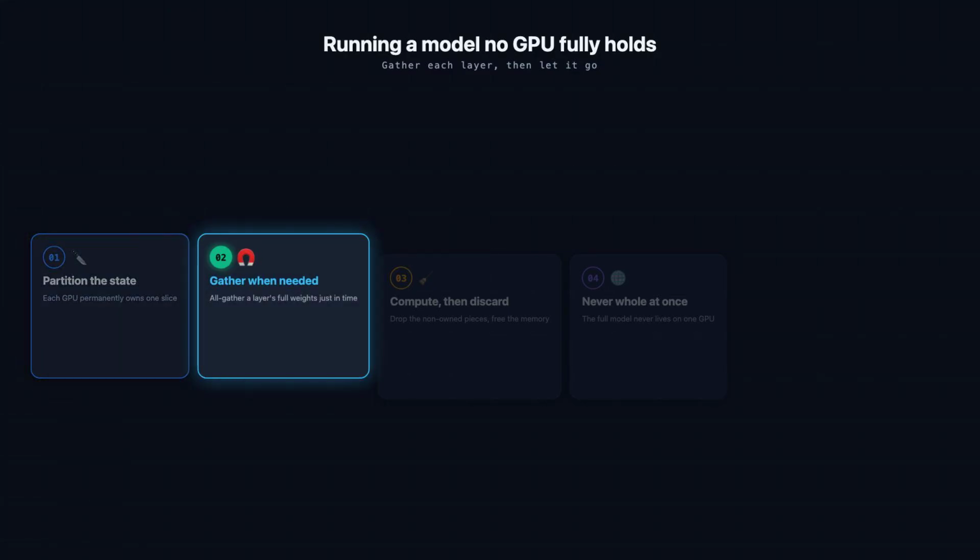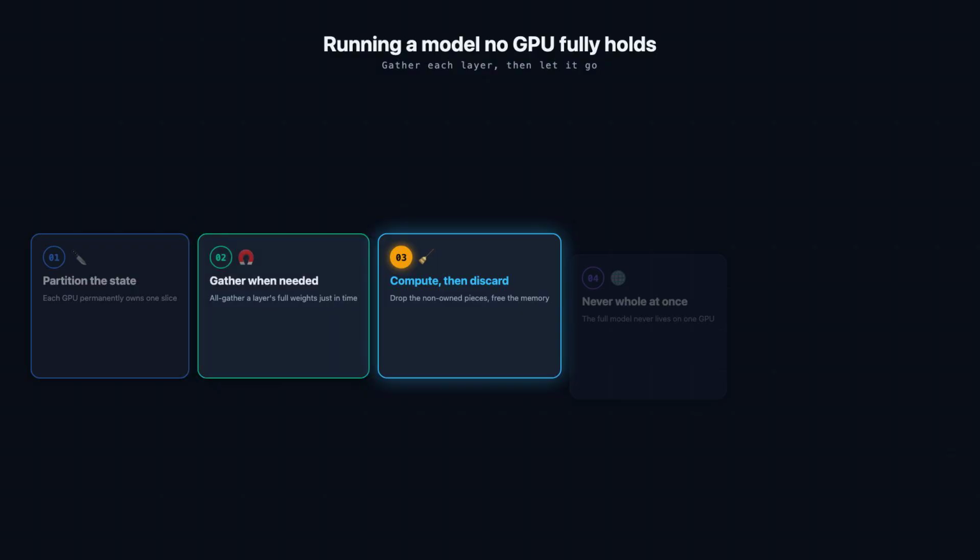When the computation reaches a particular layer, the GPUs briefly gather the full parameters for just that layer, each contributing the piece it owns through a quick all-gather. For a moment, that one layer becomes whole everywhere at once. Right after the math for that layer finishes, every GPU throws away the parameter pieces it does not own, freeing the memory again. Only its permanent slice stays behind, ready and waiting for the next round of work.